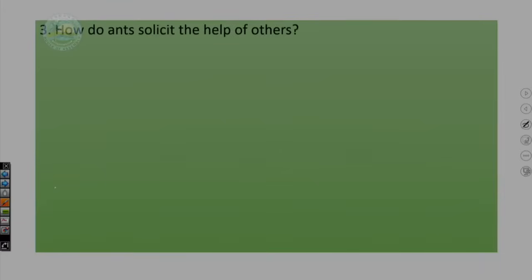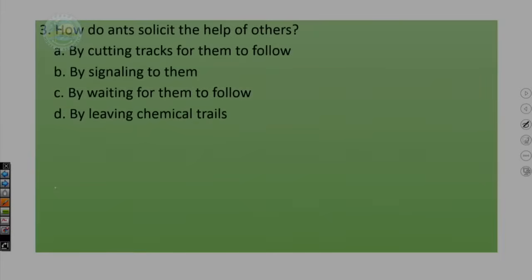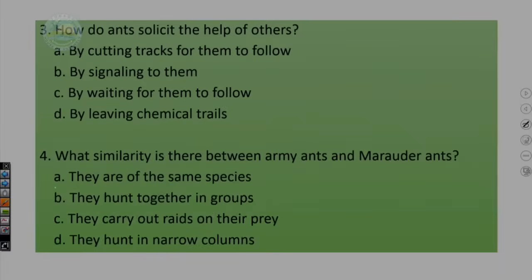How do ants solicit the help of others? By cutting tracks for them to follow, by signaling to them, by waiting for them to follow, or by leaving chemical trails. What I want to also do, I'm going to put the other question here so that you can look at both of them simultaneously. And I want you to determine what our answer is going to be.